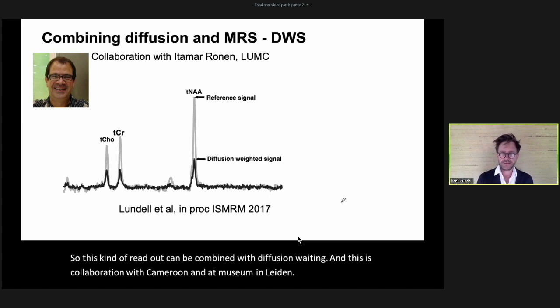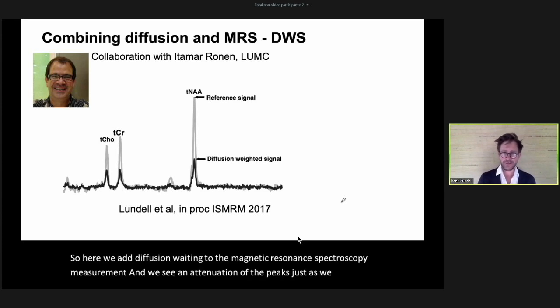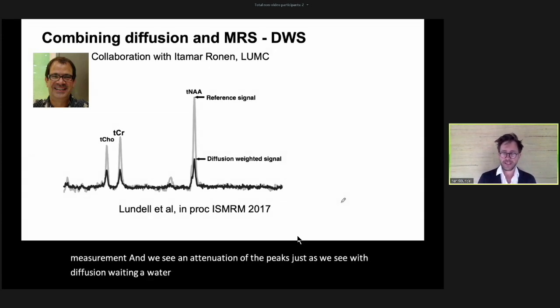So here we add diffusion weighting to the magnetic resonance spectroscopy measurement, and we see an attenuation of the peaks, just as we see with diffusion weighting on water. But this attenuation is then related to the specific mobility of those metabolites.